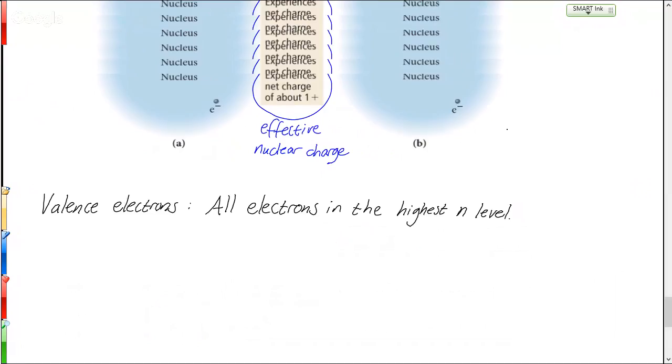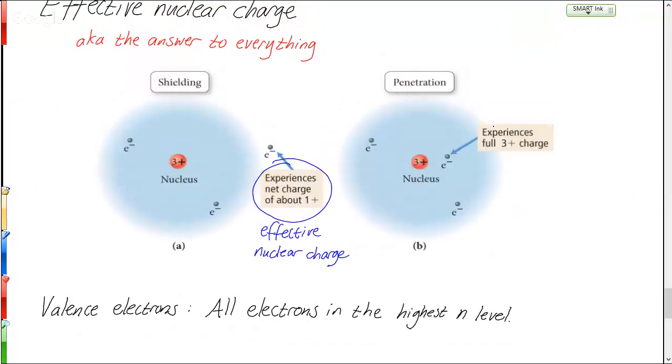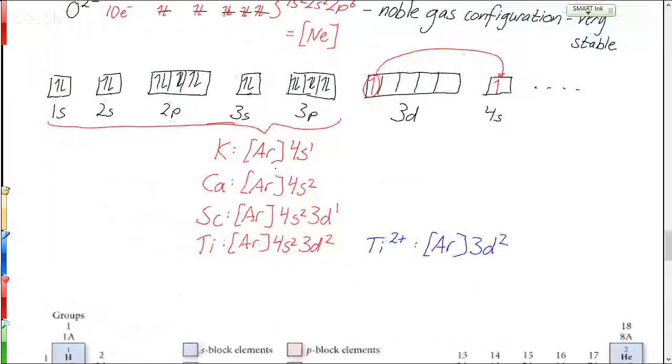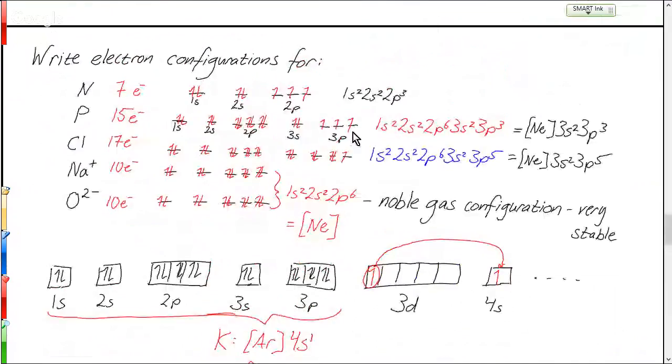So if we go back up to one of our configurations here, let's look back at when we see the whole thing. So we see potassium, 1s2, 2s2, 2p6, 3s2, 3p3. All those electrons, the 3s2 and the 3p3, we're going to call the valence electrons for the highest n level. So it's not just the 3p, it's everything in the highest n level.